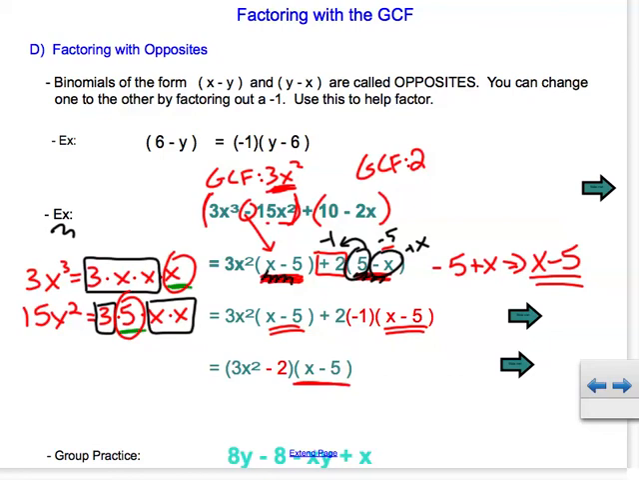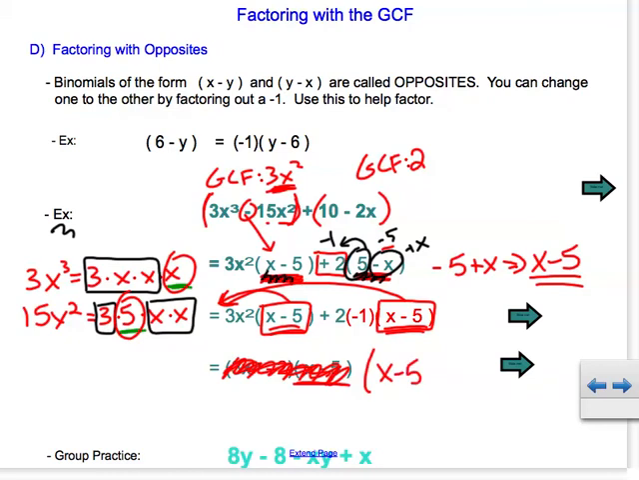I don't really like the way that's written because I think it's going to confuse you. This x minus 5 and this x minus 5 can get factored out here into the front. So I have x minus 5 times 3x to the second power. And what's left on the other side should be just a minus 2.